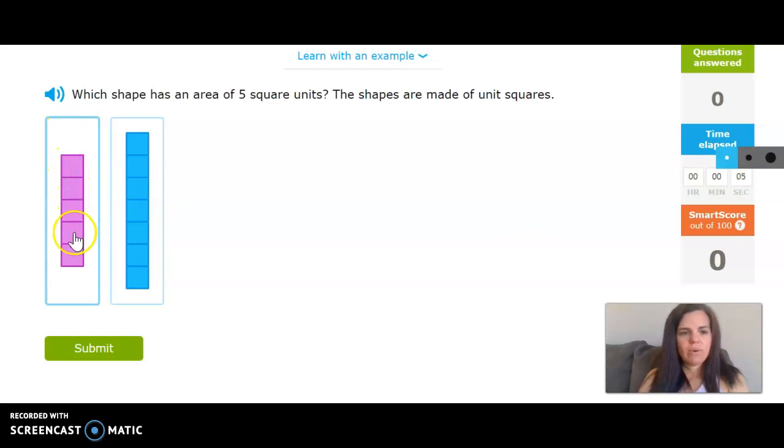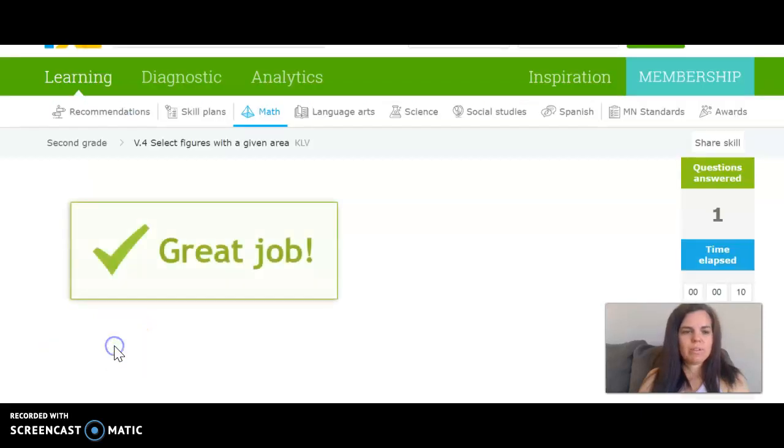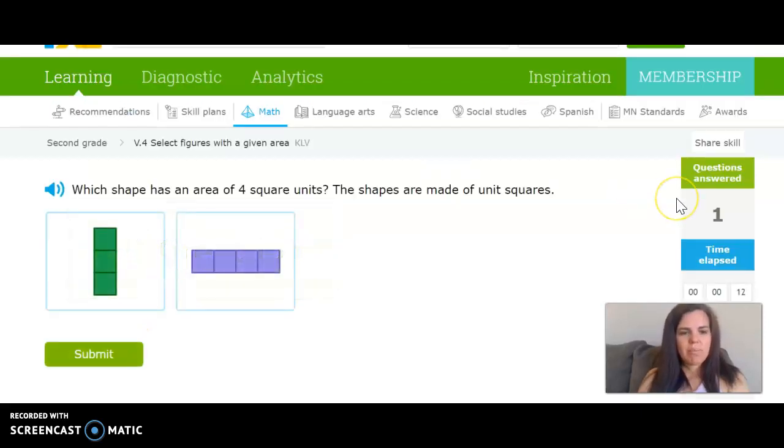1, 2, 3, 4, 5. Or 1, 2, 3, 4, 5, 6, 7. Nope, that one. Which shape has an area of 4 square units?